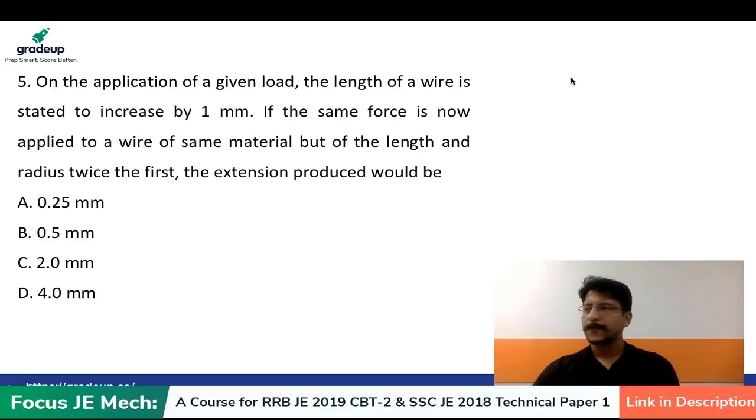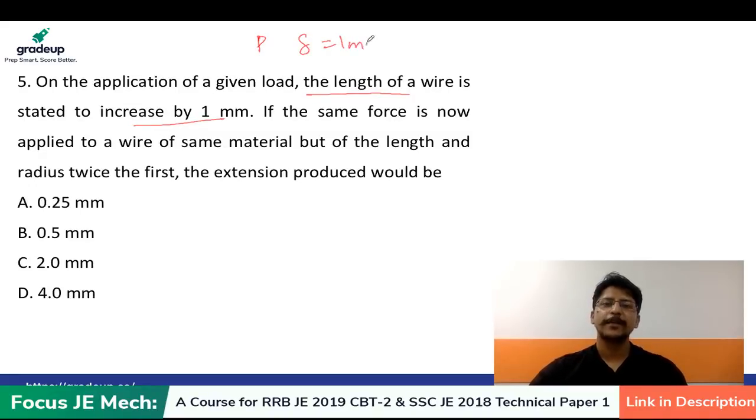Okay, now moving on to the next question, question number 5. It says, on the application of a given load, the length of a wire is stated to increase by 1 mm. Correct? That means if your load is P, your delta is given as 1 mm. Now if the same force, that means if you take another case, P dash is equal to P, is applied to the wire of same material. If this is the case for wire having E, this will have E dash equal to E only because the material is same. But of the length and radius twice the first.